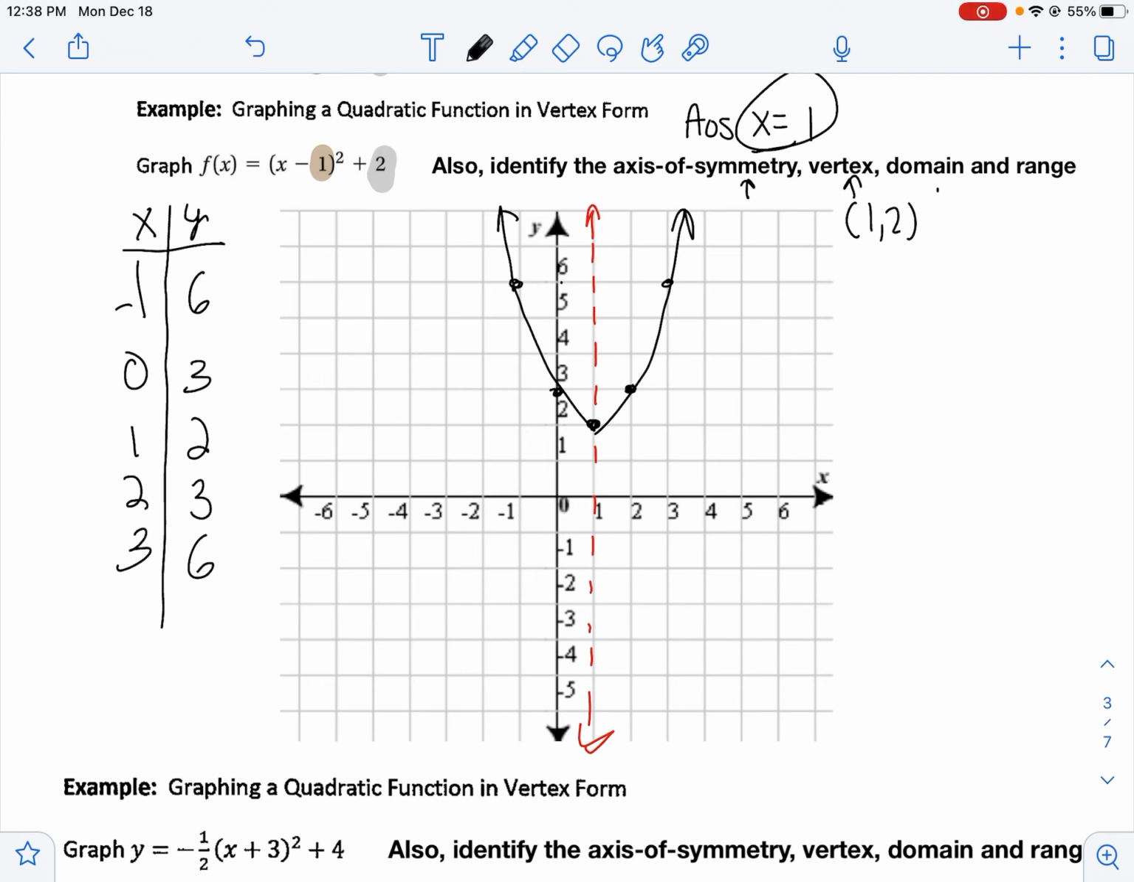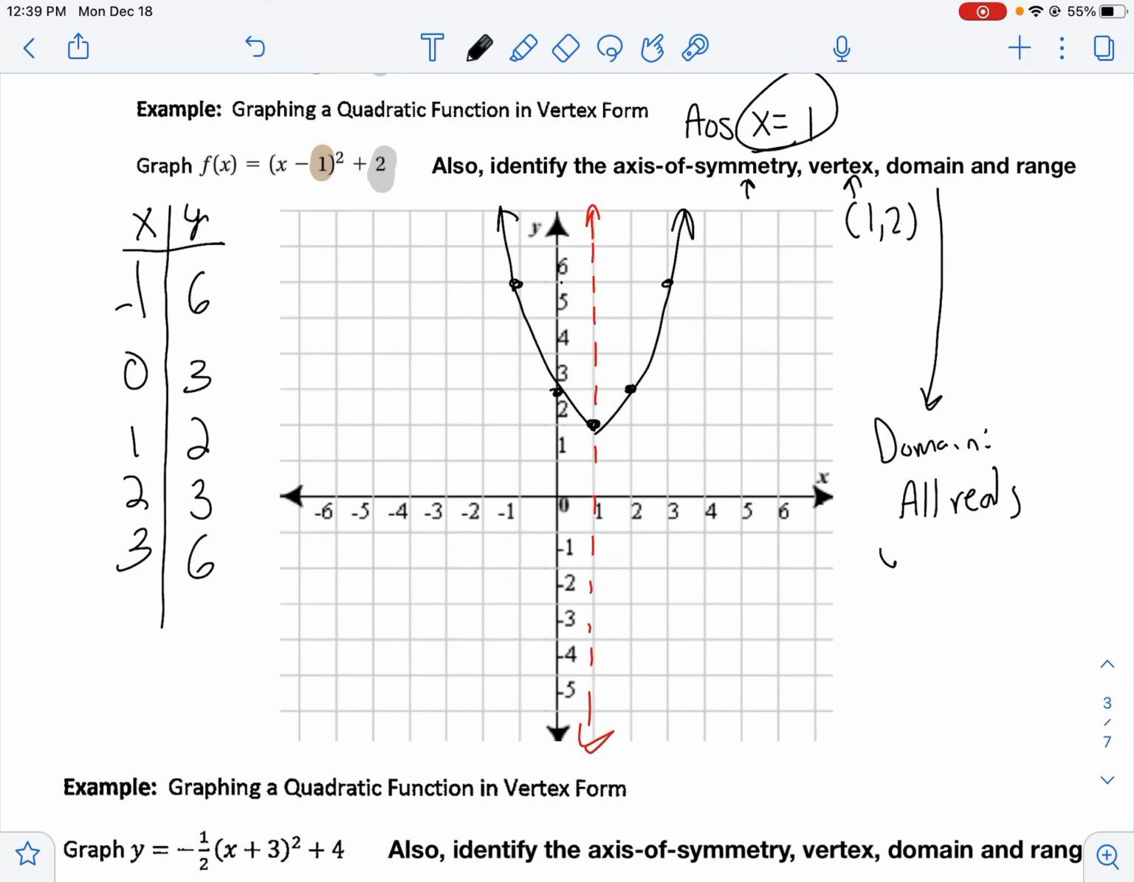The domain in this case, we'll go over that. The domain is going to be all reals because it goes forever in both directions. The domain is the inputs that you can use. So the domain is all reals, all numbers as far as we're concerned.